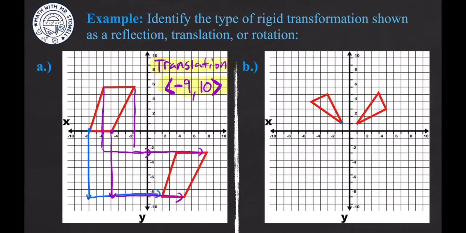For option B, we notice that if we look at each vertex and compare it to the origin, the center of the graph, we will notice that they are the same distance. So that point is going to be the same distance. This other point is the same distance to the origin, same with this point. And lastly, this last point. So this is a rotation.